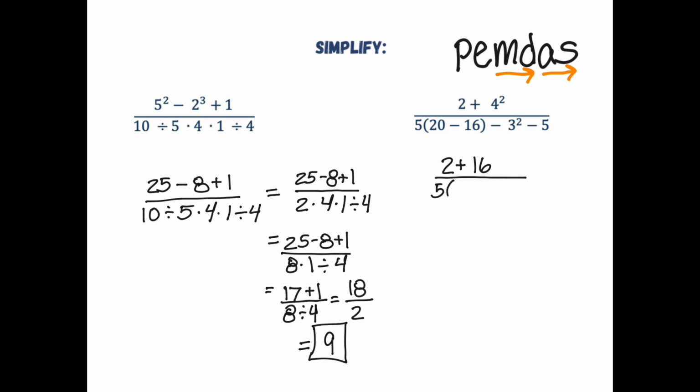So within the parentheses, I have 20 minus 16. That equals 4. And then I'm going to subtract 3 squared. 3 squared is 9.